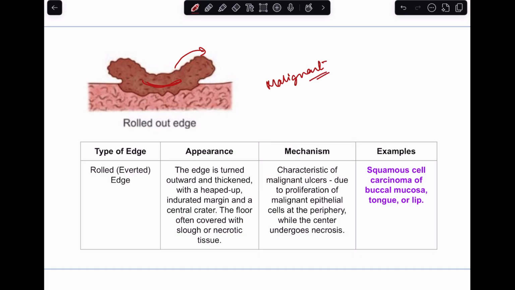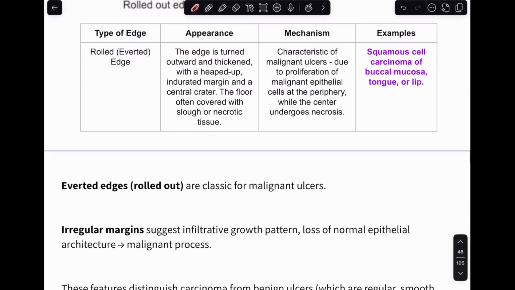Why does it happen? Because of proliferation of the malignant epithelial cells at the periphery, while the center is undergoing a lot of necrosis. So a lot of proliferation happens in the edges, and the center has a lot of necrosis happening there. A typical example of this would be a squamous cell carcinoma of the buccal mucosa, the tongue, the lip, etc. So these are the 5 different types of edges of ulcer that we can see, and we have also understood what is the difference between edge and margins.